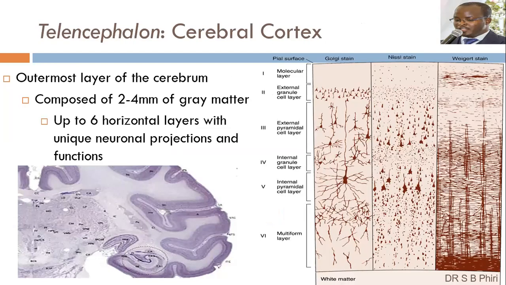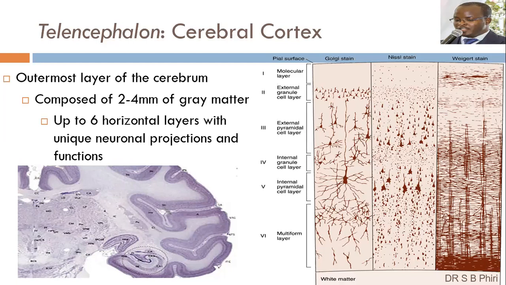Okay, so the cerebral cortex, this is where you have different layers of neuronal cells. In the brain tissue, the cerebral cortex, this is where you find the cell bodies of these neurons. But when you go to the spinal cord, it's the opposite. In the brain, the cell bodies are located on the outer part, which is called the cortex. But as you go to the spinal cord, you find that the cell bodies of these neuronal cells are at the center of the spinal cord, the H-shaped gray matter.